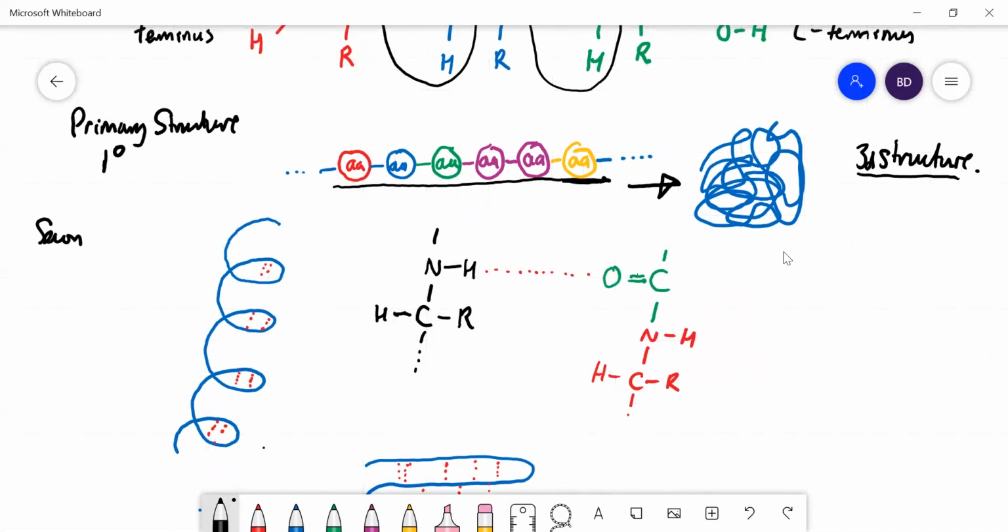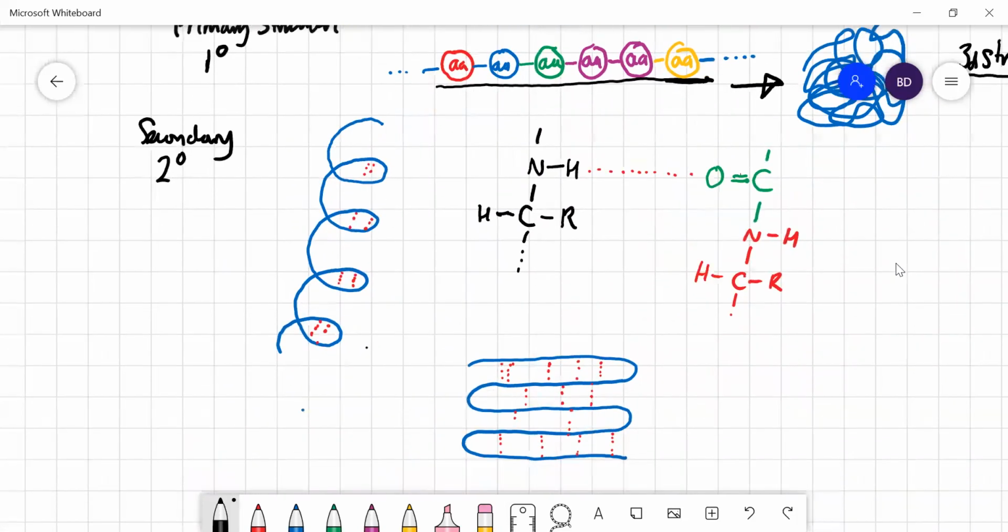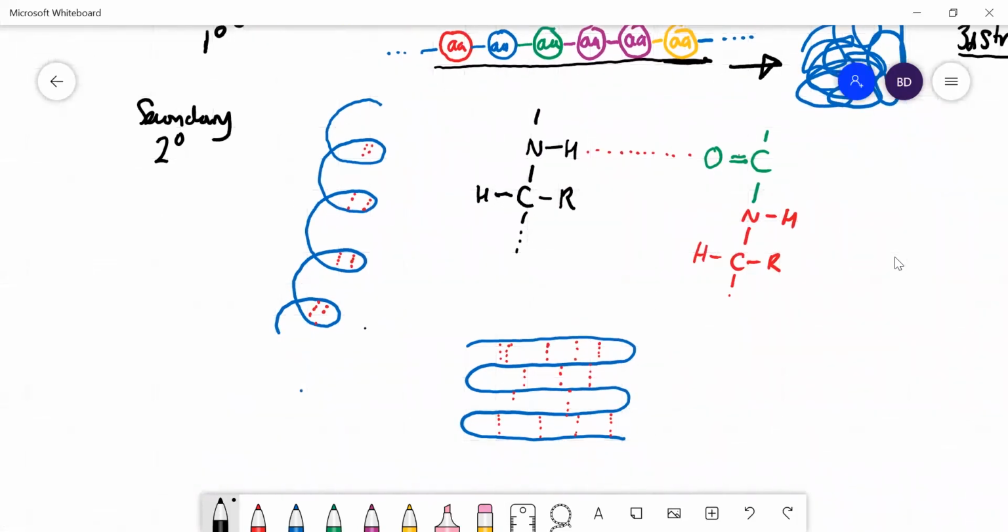Secondary. Now I've got two things here. Don't worry about, look at the blue things. So look at this blue coil. This is called an alpha helix. Now, very often, when a protein assumes its three-dimensional structure, it will have parts of it which are like a helix, twisted around like that.